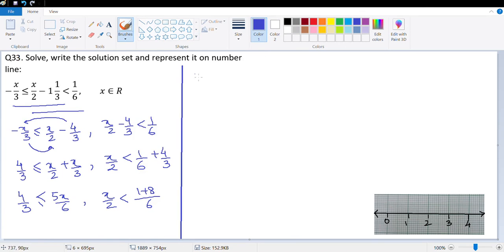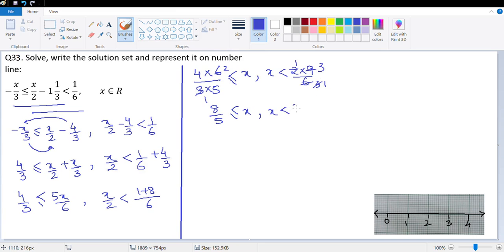So this would be 4 into 6 upon 3 multiplied by 5 is less than or equal to x. And in this case, x is less than 2 multiplied with 9 upon 6. 8 plus 1, 9. Yes, that's fine. So this is 8 upon 5 is less than or equal to x. And x is less than 3.